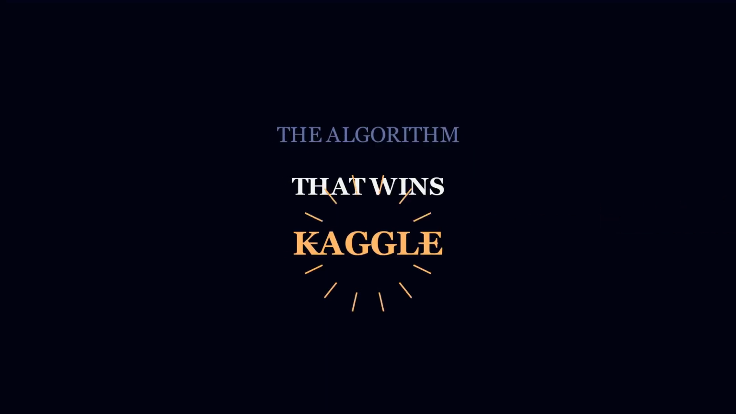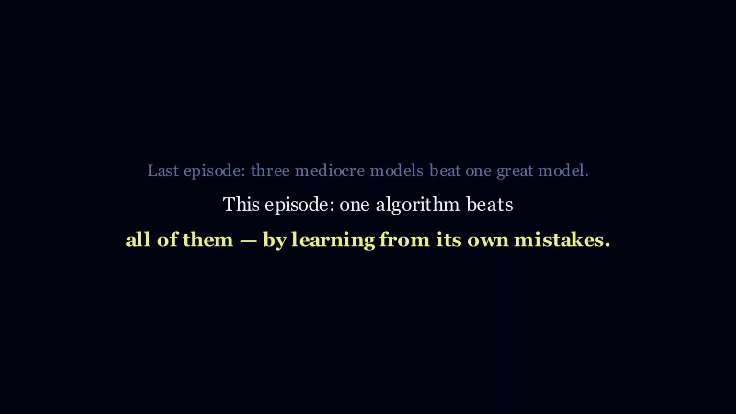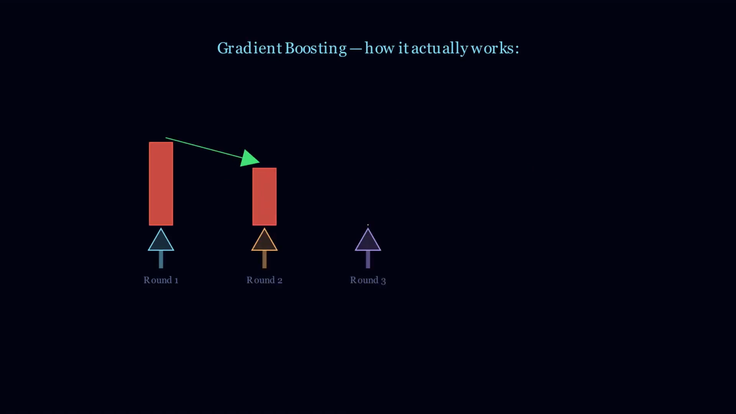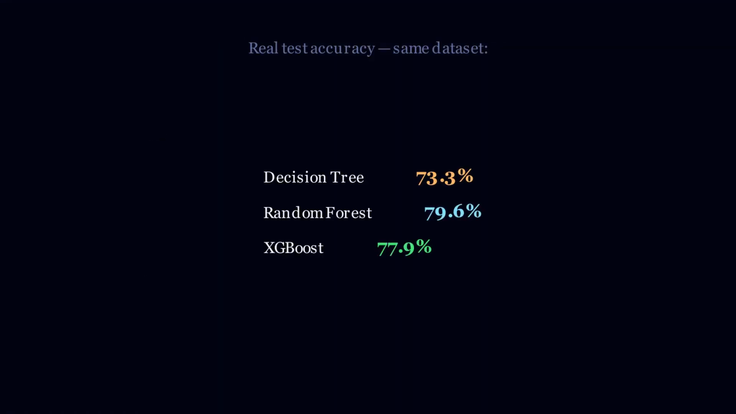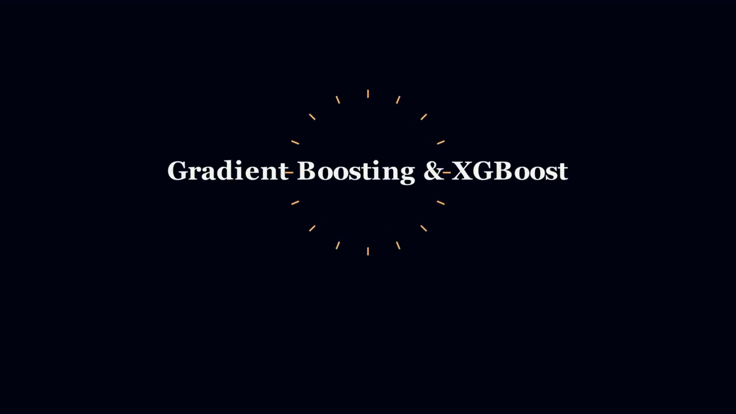One algorithm wins more Kaggle competitions than almost anything else. It's not the fanciest. It's not the newest. But it works. You already know boosting from last episode, models trained in sequence. Gradient boosting takes that one step further. Every new tree fits the residuals, the exact errors the last tree made. Add regularisation, column subsampling, and parallel speed on top. That's XGBoost. Decision tree, 73%. XGBoost, 83%. This is episode 14, Gradient Boosting and XGBoost Explained.